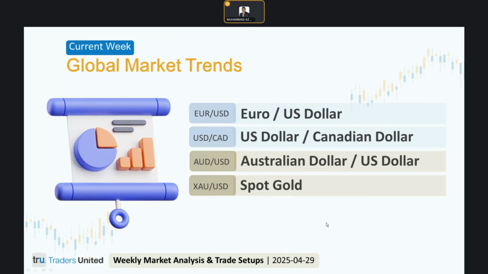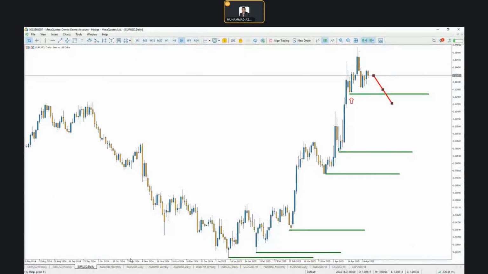Okay, now let's take a look at some of these pairs. We're going to talk about the Euro USD in detail, USD CAD, Australian dollar, and spot gold. So let's start with Euro USD. We have an important financial data release coming this Friday, May 2nd, 2025, related to the non-farm employment number. As far as the technical analysis is concerned, so far price action just keeps printing higher swing highs and higher swing lows.